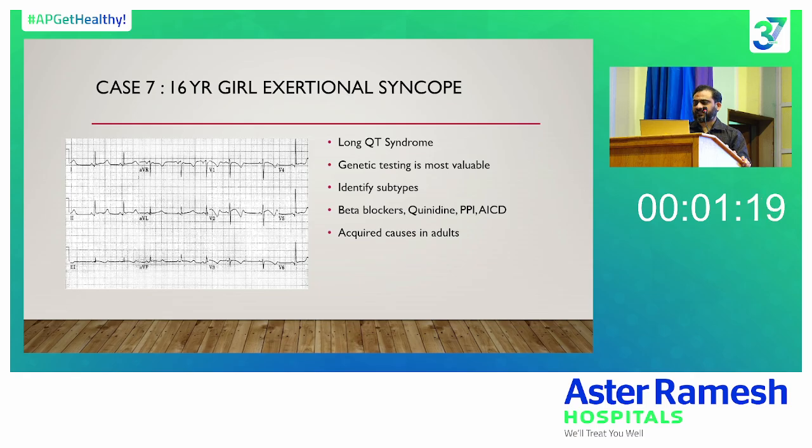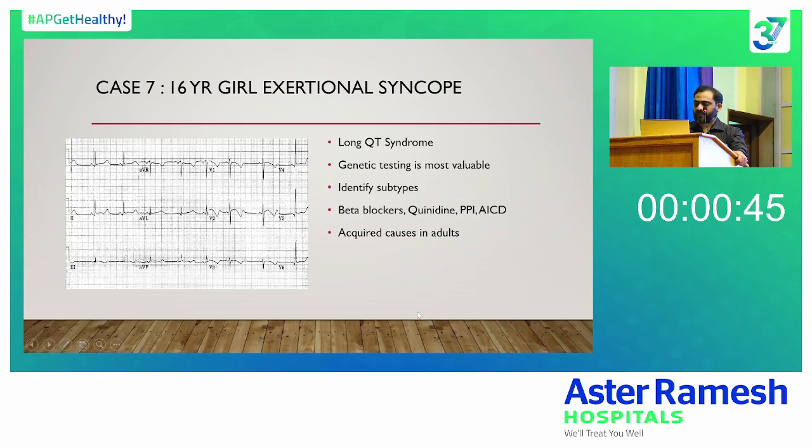This is an interesting case, exertional syncope, as we have discussed a little while ago. This young girl had an exertional syncope after termination of her exercise. So this is a typical long QT type 1 phenotype. Genetic testing is most valuable in these patients. We have to identify the subtypes. The treatment actually depends on the subtype of the long QT syndrome. We have several options, including medications. We can use a pacemaker in some of these patients, and ICD is limited to some patients.